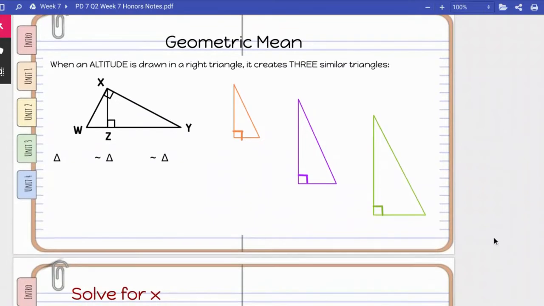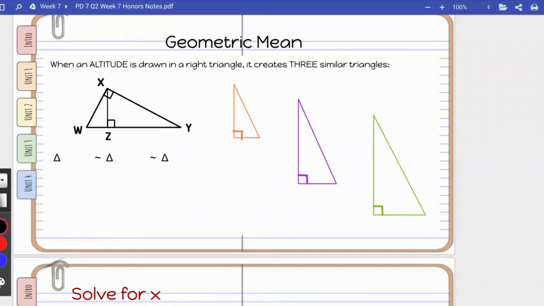Let's talk about geometric mean today, okay? Geometric mean is basically when I have a right triangle. So here's WXY, my right triangle, and I dropped in the altitude XZ. What happens is whenever you have a right triangle and you drop in the altitude, it creates 3 similar right triangles. Now, I like to draw all 3 of my triangles the same direction, the same orientation.